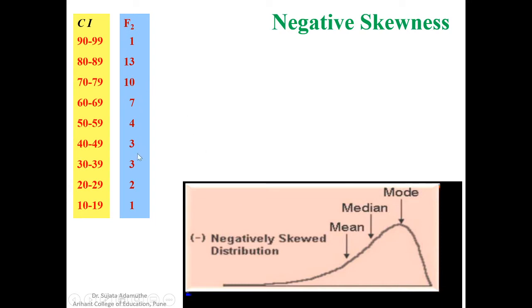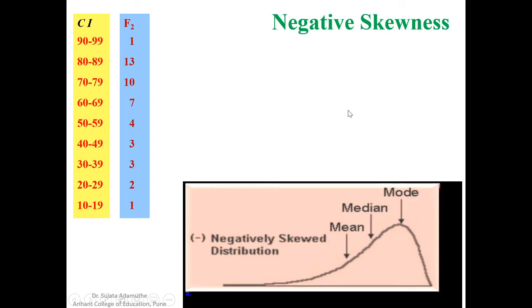And see here, all the other frequencies have reduced. If we plot the graph, it will come like this. That means here is the highest frequency. You know that mode means maximum, where the maximum frequency is concentrated, and so the mode will come here. If we calculate median and mean, the mean always comes on this side, that means on the left side, and the median will always come in between the mean and mode, and so the median will come here. This is called a negatively skewed distribution or negative skewness.